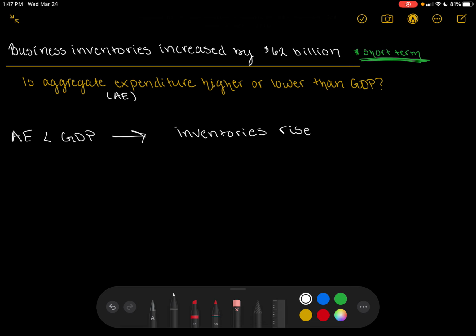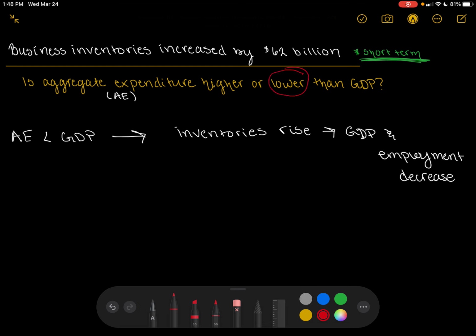What we also see as a result of an increase in inventories and aggregate expenditure being less than GDP is that GDP and employment are going to decrease. So this is really just a general rule that we can see. This gives us the answer: what we're able to conclude is that aggregate expenditure in this case would be lower than GDP.